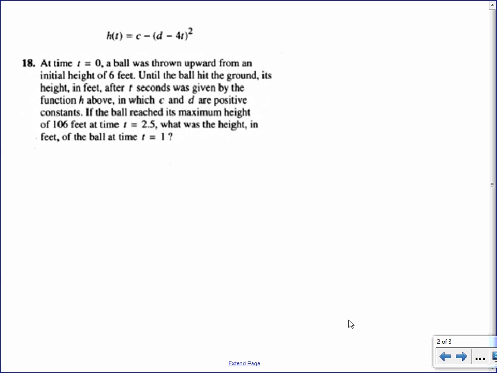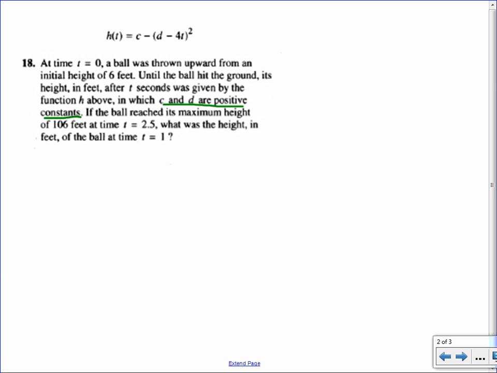Okay, this is question 18 in test 7, section 3. It's on page 773. And it's the last question in the section, so you know it's going to be pretty tough. So it says, at time t equals 0, a ball was thrown upward from an initial height of 6 feet. Until the ball hit the ground, its height in feet after t seconds was given by the function h above, in which c and d are positive constants.